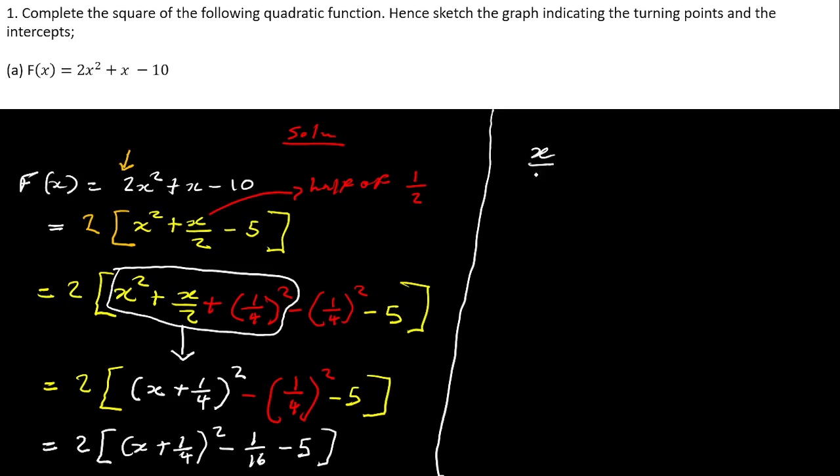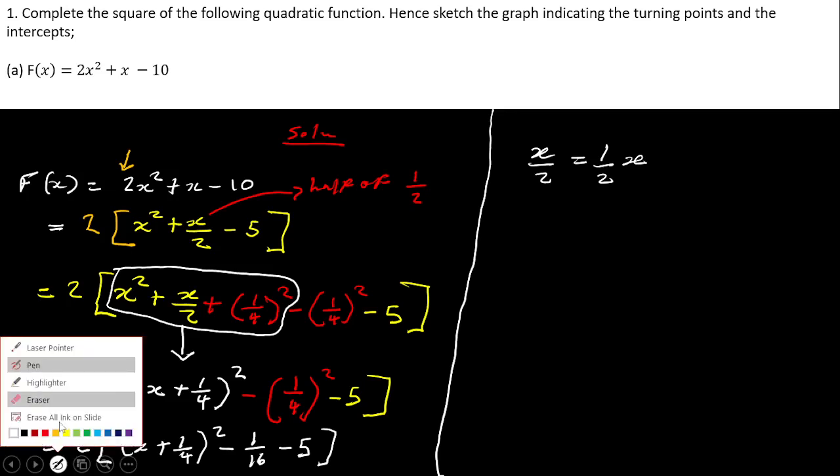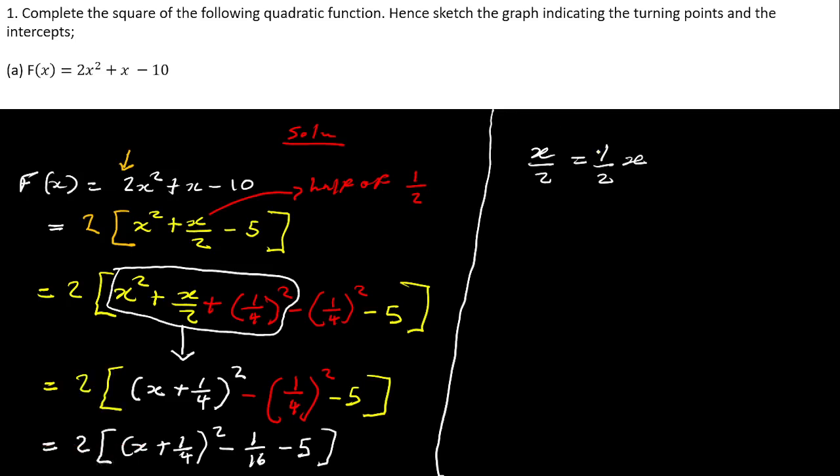x over 2 is the same as 1 over 2 times x. So according to the rules of the complete the square method, you need to find the half of that. You find the half of this one, which is 1 over 2, so meaning you are dividing by 2. So we are dividing by 2 to find the half of 1 over 2.